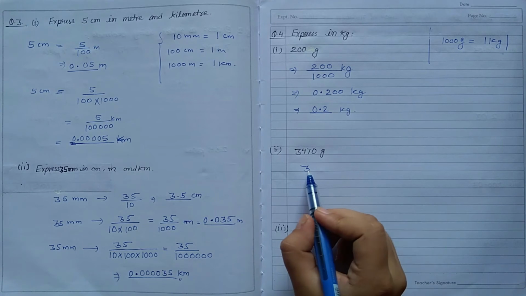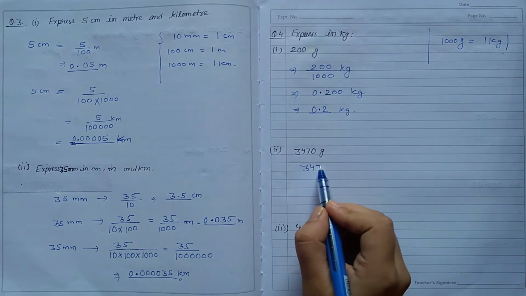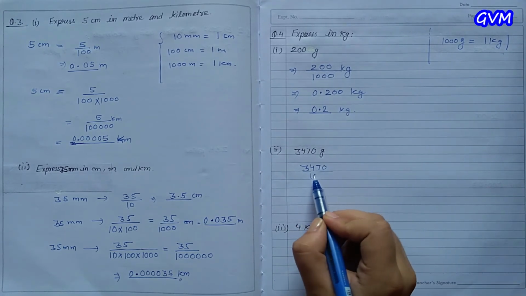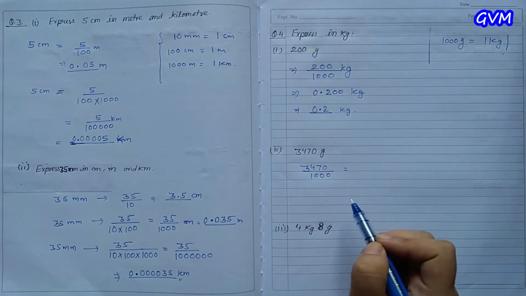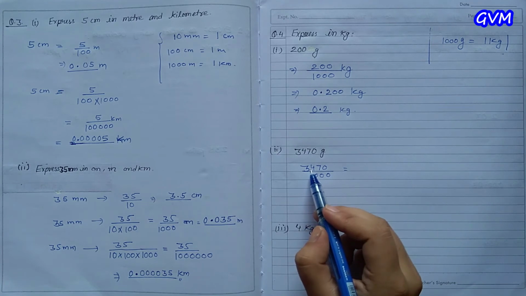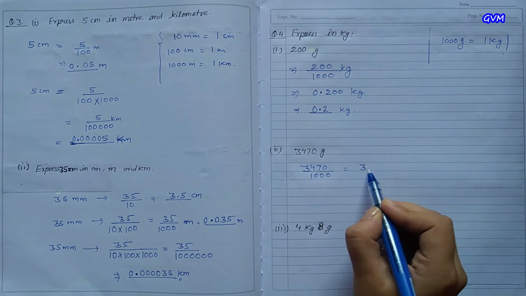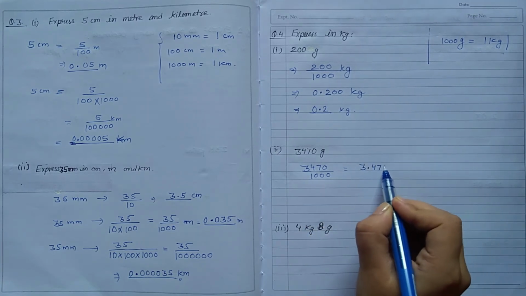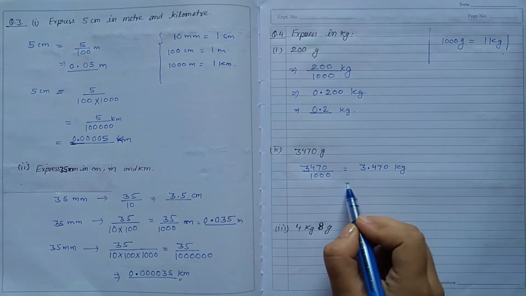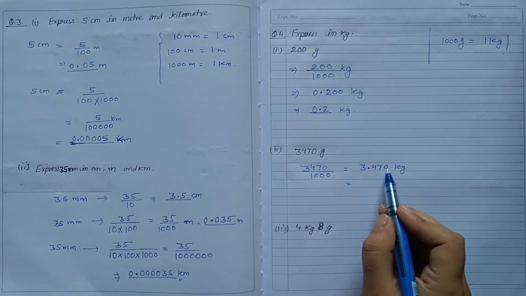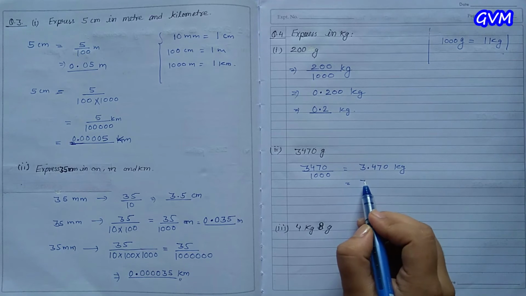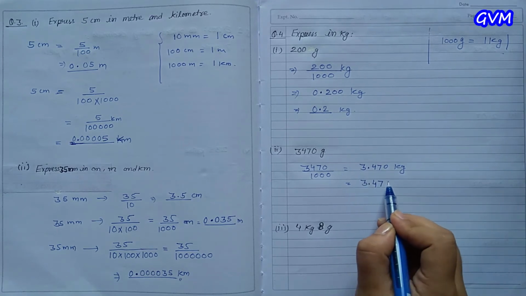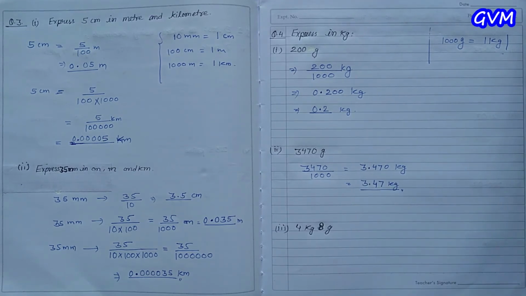We will divide it by 1000. So 3470 upon 1000. Now we have 3 zeros in the denominator, so the point will be before 3 digits. So this will become 3.470 kilogram. And as I said before, if there is 0 in a decimal number at the last, it doesn't make any difference. So we can write it as 3.47 kilogram. So this is our answer.